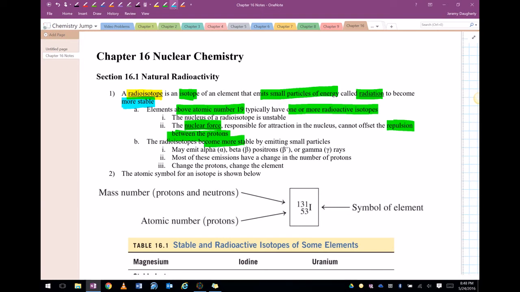How do they do that? Well, they give off different types of particles. There's alpha particles, beta particles, positrons, gamma rays. There's other types of particles as well.